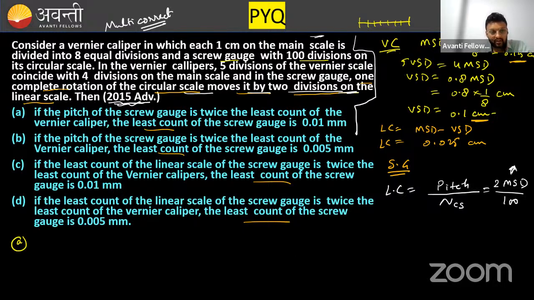What is option A saying? If the pitch of the screw gauge is twice the least count of the vernier. What is the least count of the vernier? 0.025. If the pitch is twice of that, that will be 0.050 centimeter divided by the number of divisions, 100. How much will it come out to be? Will someone solve it and tell?